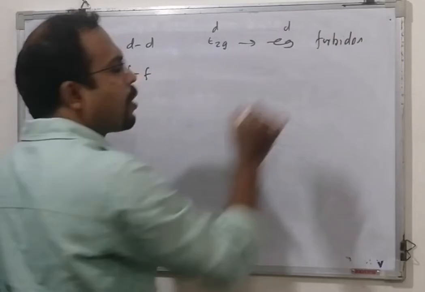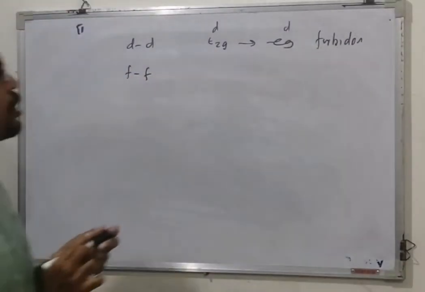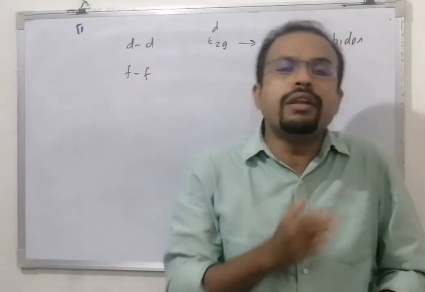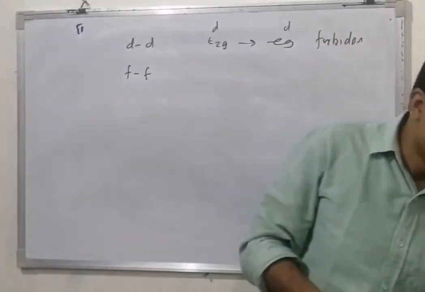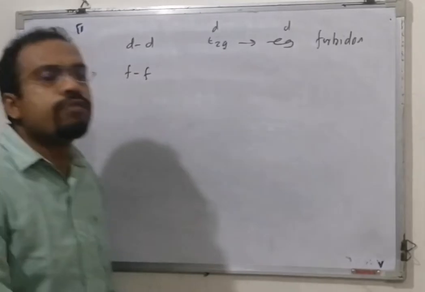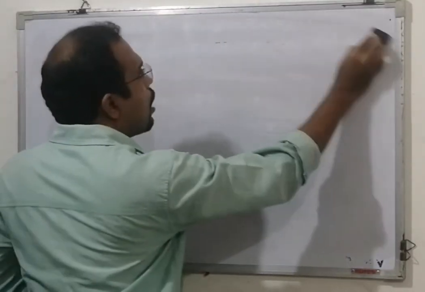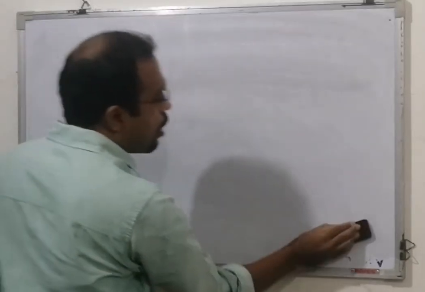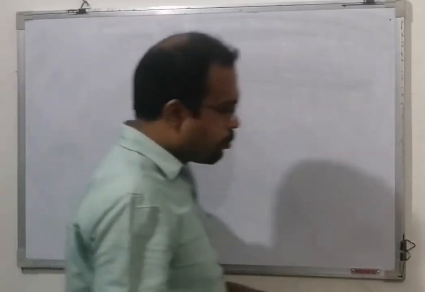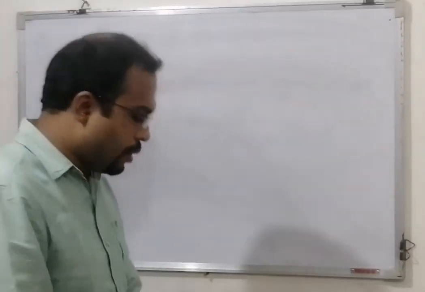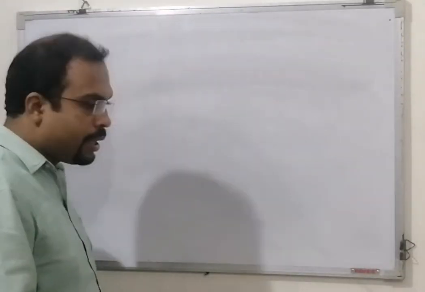No doubt, this is forbidden. That is why the transition metal complexes are weakly colored. Their color intensity is very low because they are weak transitions, or forbidden transitions. Transitions are possible whether allowed or forbidden, but d-d and f-f transitions we will call forbidden transitions.